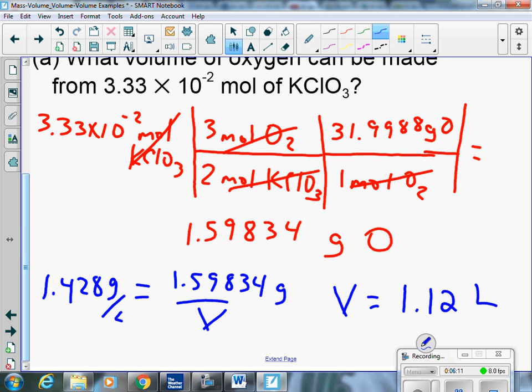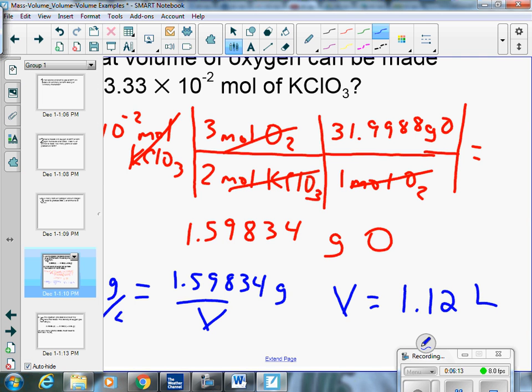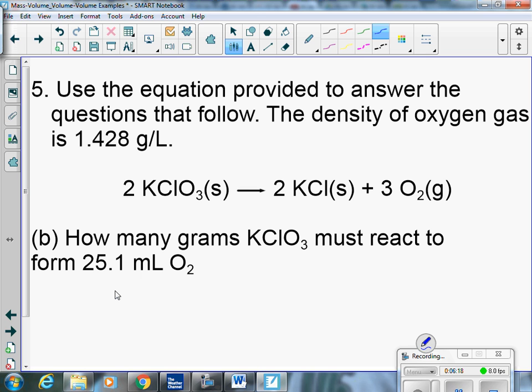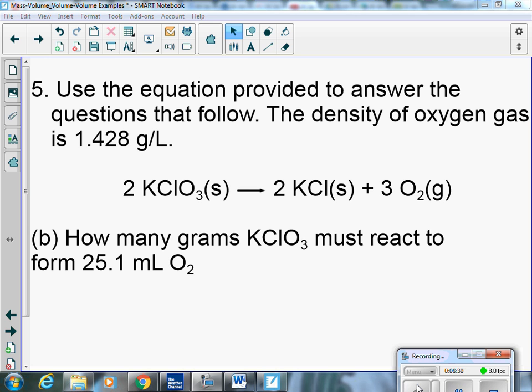Okay? Now, here's a second example. I would like for you to copy that one down, and probably this is the same material up at the top, so just copy down that B right there, okay, and we'll go from there. Okay, here we go. We've got to determine what do we need to find, okay? It says how many grams of KClO3 must react to form 25.1 milliliters of oxygen.